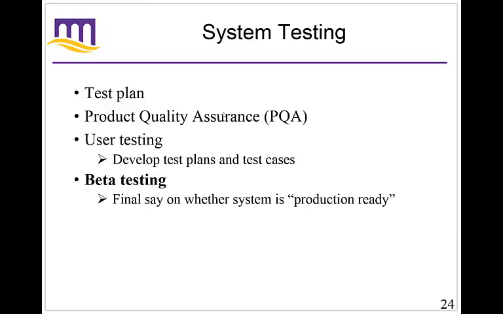And lastly, you need beta testing. So this is the final say on whether a system is production ready. Now, you've probably heard the term beta testing before, or you've heard of software that's in beta. Basically, it just means that they think they have it. This is basically when the software developers and the information systems department say, "All right, we think it's done. We think we covered all the requirements, but we want you to do one last thorough test."